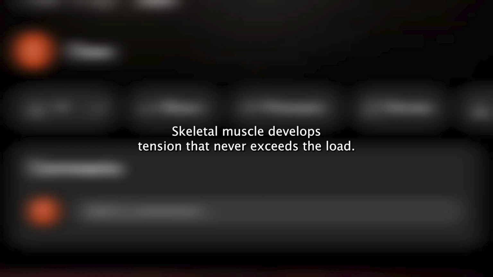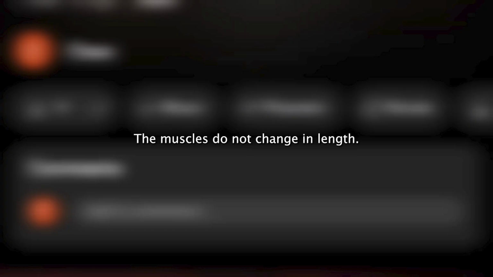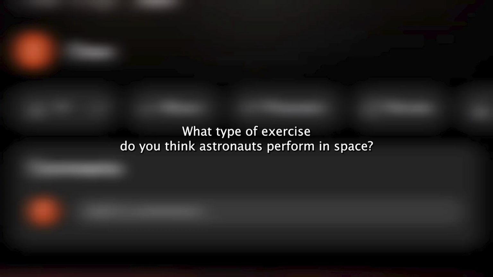Isometric contraction: skeletal muscle develops tension that never exceeds the load. The muscles do not change in length. What type of exercise do you think astronauts perform in space? Isotonic or isometric exercises?